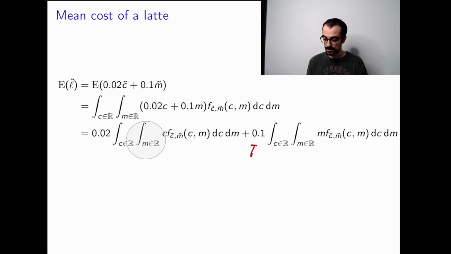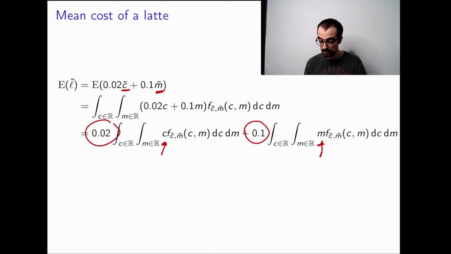Let me erase this because it might be a bit distracting. I have an expression where here I have one part of the function that we're interested in. Here I have the other part of the function. And the constants have come out of the integral. So this is just equal to 0.02, and now this is just the expectation of this function, right? Because it's this function of C and M times the joint.